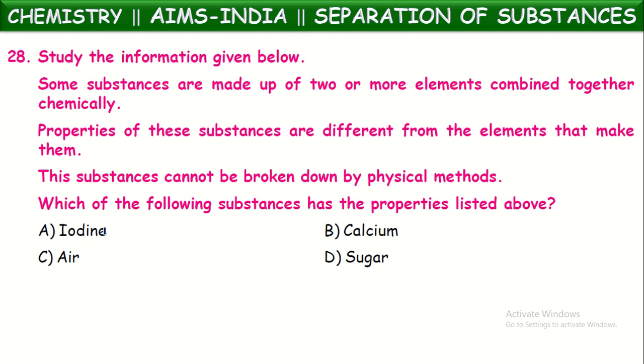We know iodine and calcium are elements, isn't it? These two are elements, whereas air is a mixture of several gases. The only one, sugar, is a compound. In sugar, elements are combined chemically, and these cannot be separated by physical means. So sugar is the only substance which satisfies all these properties.